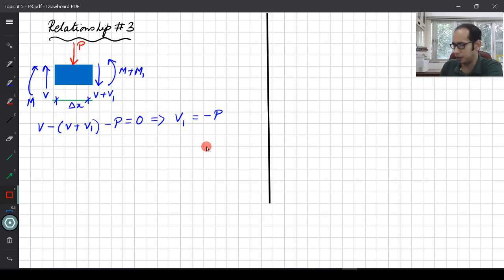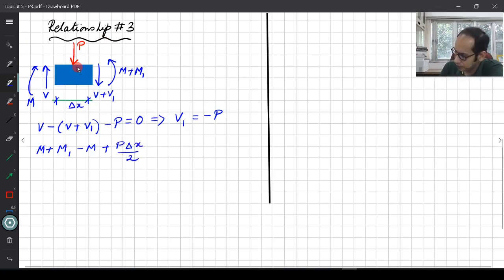Now let's take a look at the moment. If you take a look at the equilibrium of the moment, and let's say I take the moment about this particular point over here, what you will get is M plus M1 minus M plus P times delta X over 2, because if this is delta X and the P acts at the center of that one, minus V delta X equals 0.